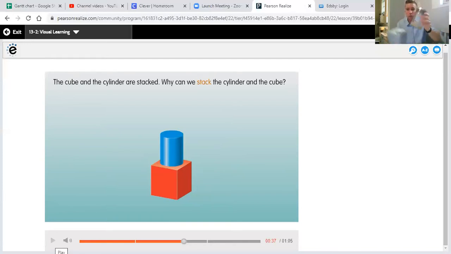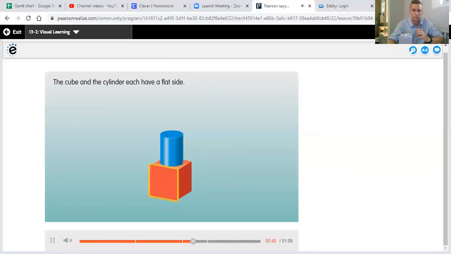Here's mine. I showed you these same two shapes, cylinder and the cube here, right? So if I wanted to stack it, all right, I can stack the cube on the bottom. I can stack the cube on the top. I called it a rectangular prism earlier, okay? Cube on top, cube on the bottom here, cylinder on top, cylinder on the bottom. It doesn't matter because it has a flat side, and you can stack it either way. The cube and the cylinder each have a flat side.